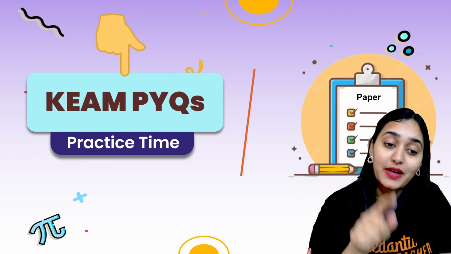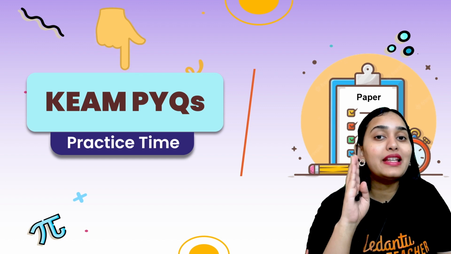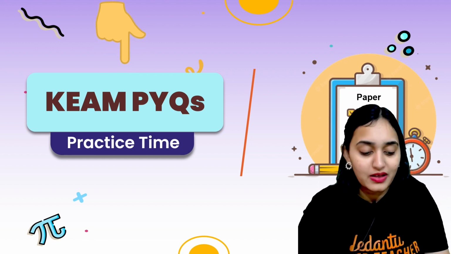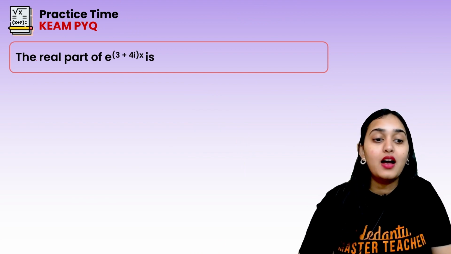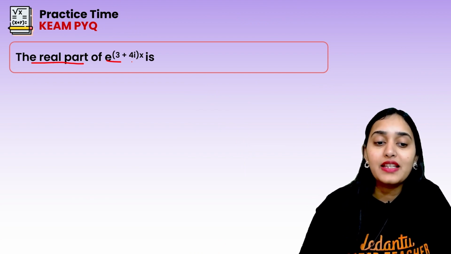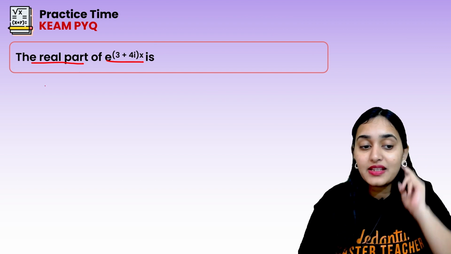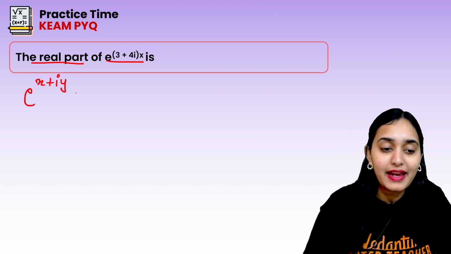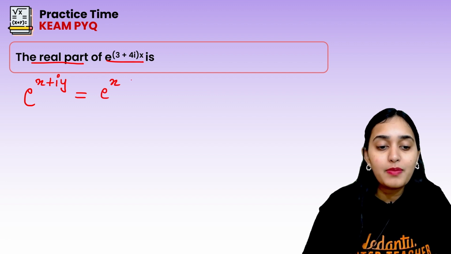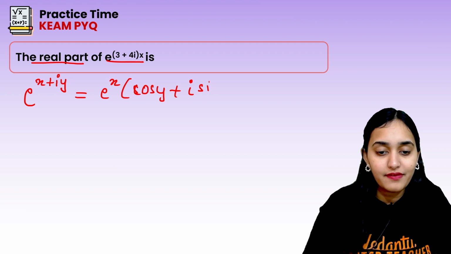Okay? Now let's practice the KEAM PYQs. Only they will give you an idea what type of question will come. Right? Okay, let's start. Find the real part of this number. Just now we have seen, if a number is of the form x plus iy, you can write it as e to the power x into cos y plus i sin y.